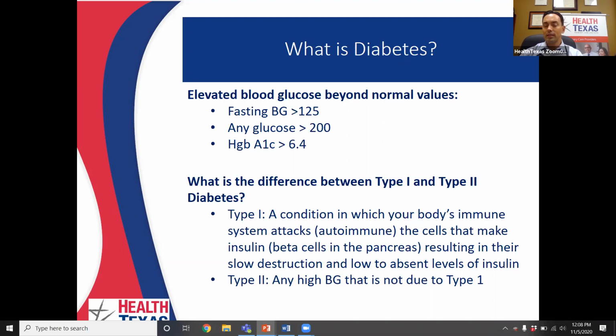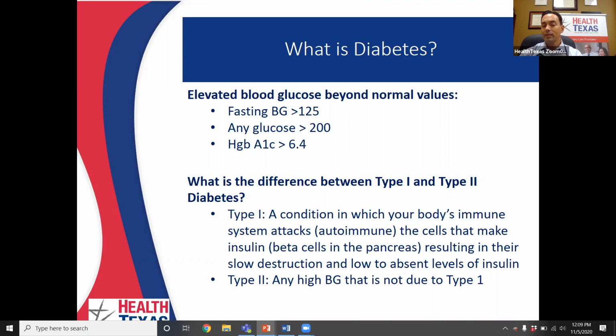Type 1 is really a condition in which your body's immune system attacks cells that make insulin in the pancreas. Those are called beta cells. That results in the destruction of these beta cells, which can happen either very rapidly or very slowly, and ultimately leads to a low level of insulin or no insulin at all. So this is a very specific diagnosis, you'll notice. And as I mentioned earlier, if you don't have this diagnosis, then you have type 2 by definition.